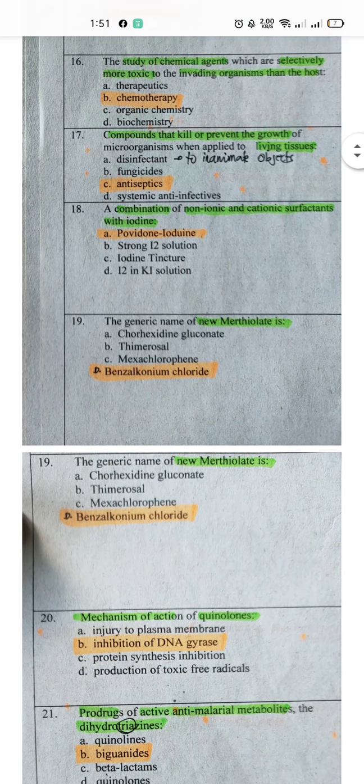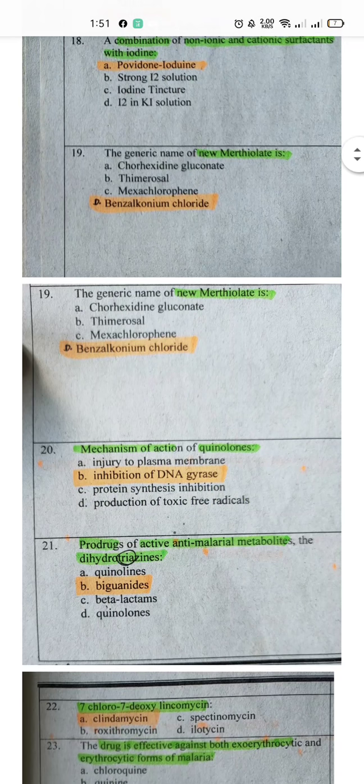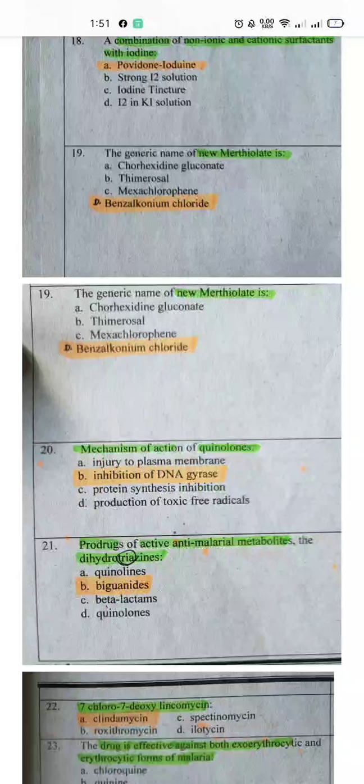Number 20. The mechanism of action of quinolones is inhibition of DNA gyrase.